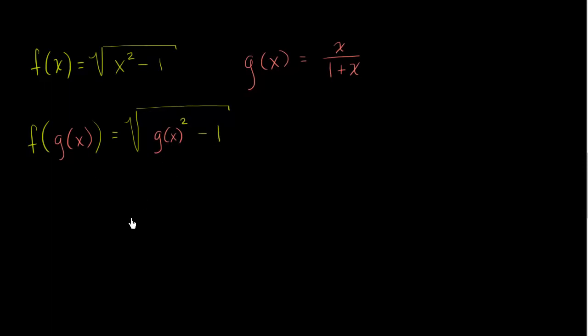Now, what is g of x equal to? Well, g of x is this thing right over here. So this is going to be equal to the square root of g of x, which is x over 1 plus x. We're going to square that, we're going to square that, minus 1. So f of g of x is also a function of x. So f of g of x is the square root of, and we could write this as x squared over 1 plus x squared, but we could just leave it like this. It's equal to the square root of this whole thing, x over 1 plus x squared minus 1.